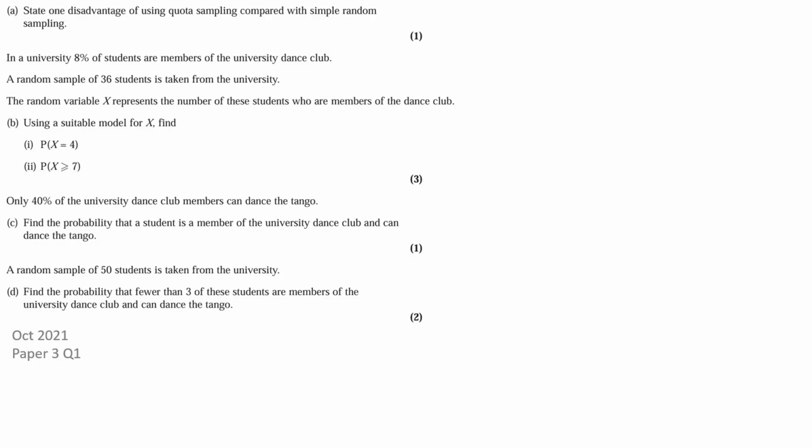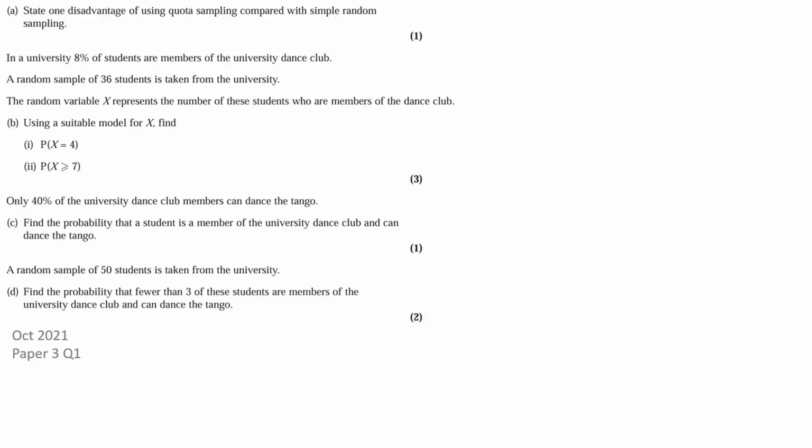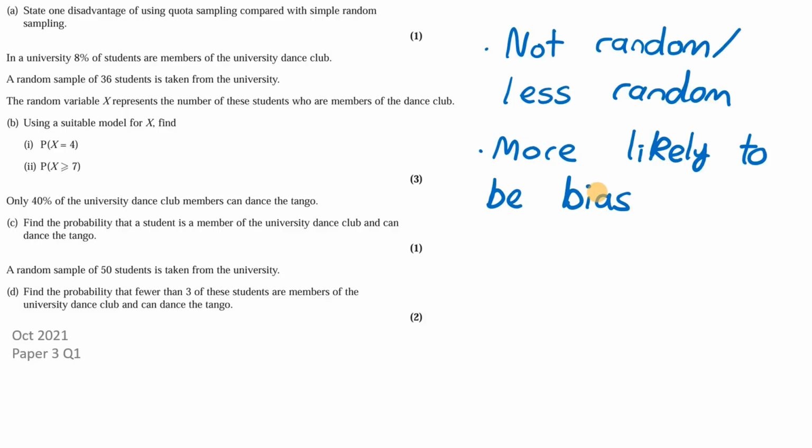Okay, so here's one final exam question for this video, okay? So for part A, we need to state one disadvantage of using quota sampling compared with simple random sampling for 1 mark. So we talked about quota sampling and simple random sampling in the data collection and sampling video back in chapter 1. So go back to that if you need a reminder. But a disadvantage of quota sampling is it's not random, or it's less random, or it's more likely to be biased.